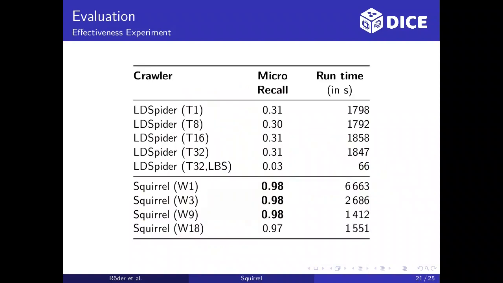And here we can see the results. The different instances of LD Spider with these different numbers of threads couldn't crawl more than 31% of all the data of this web. With the load balancing strategy, which is in the fifth line, the crawler terminates too early and only crawls 3% of the available data. The different instances of Squirrel with different numbers of workers crawled 98% of the available data before terminating.